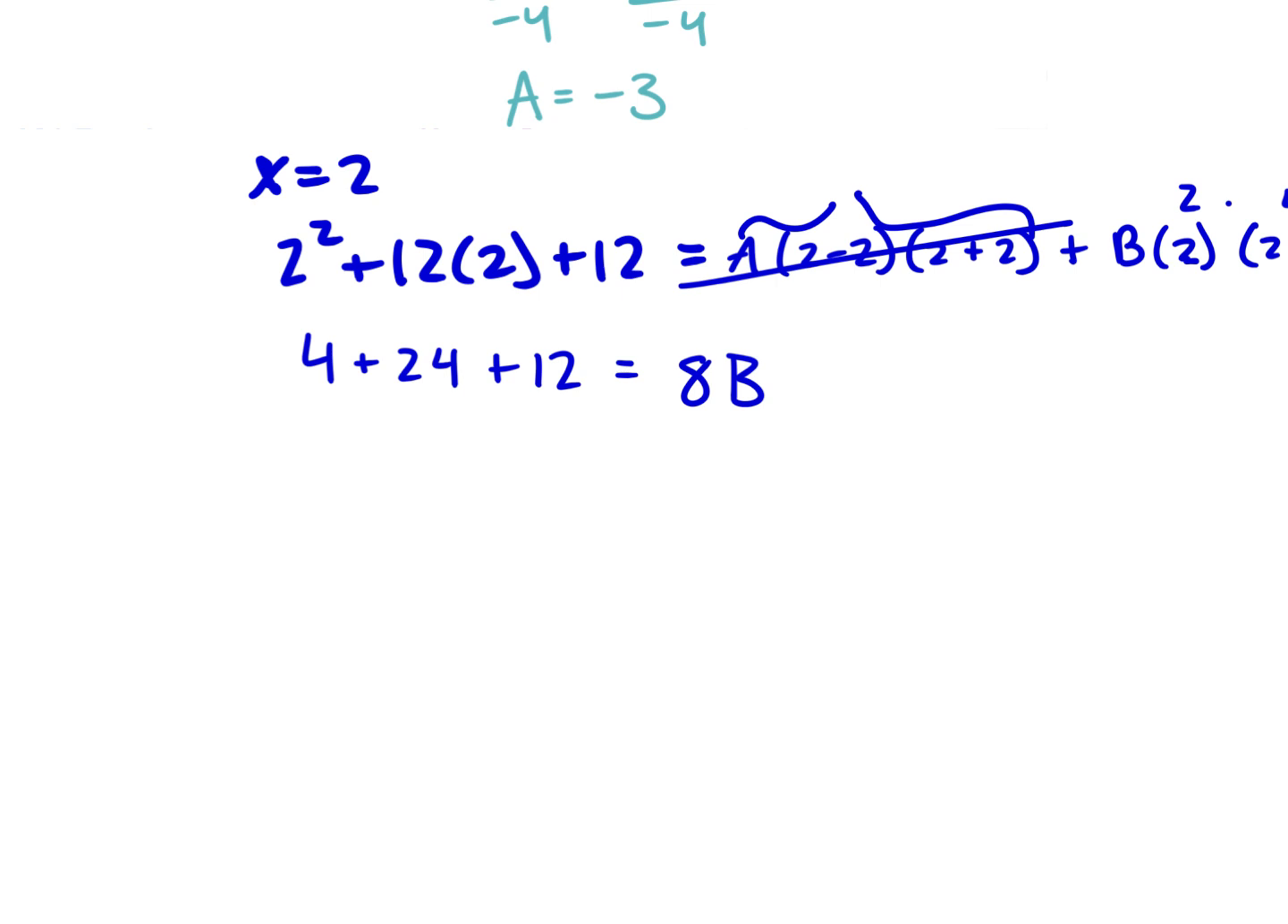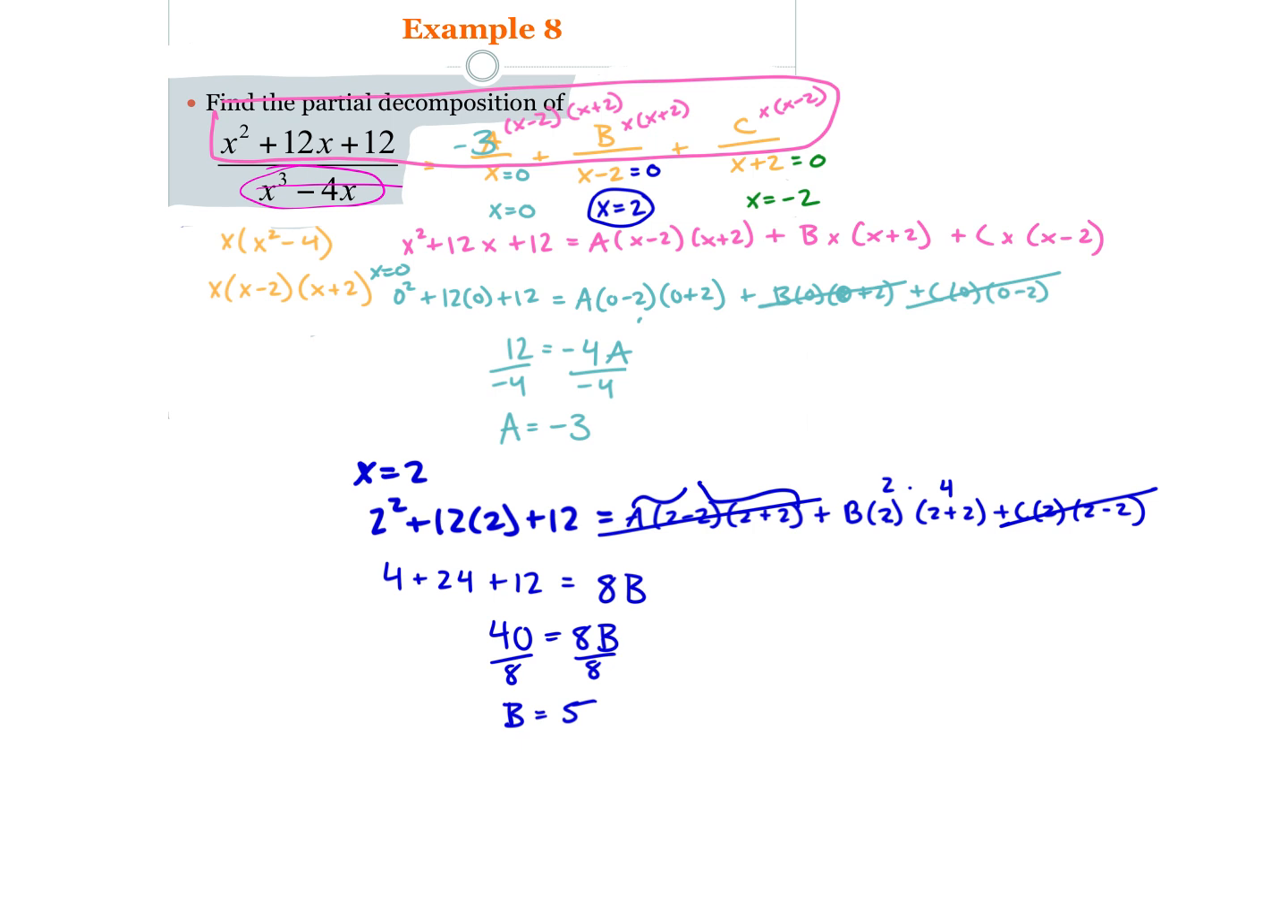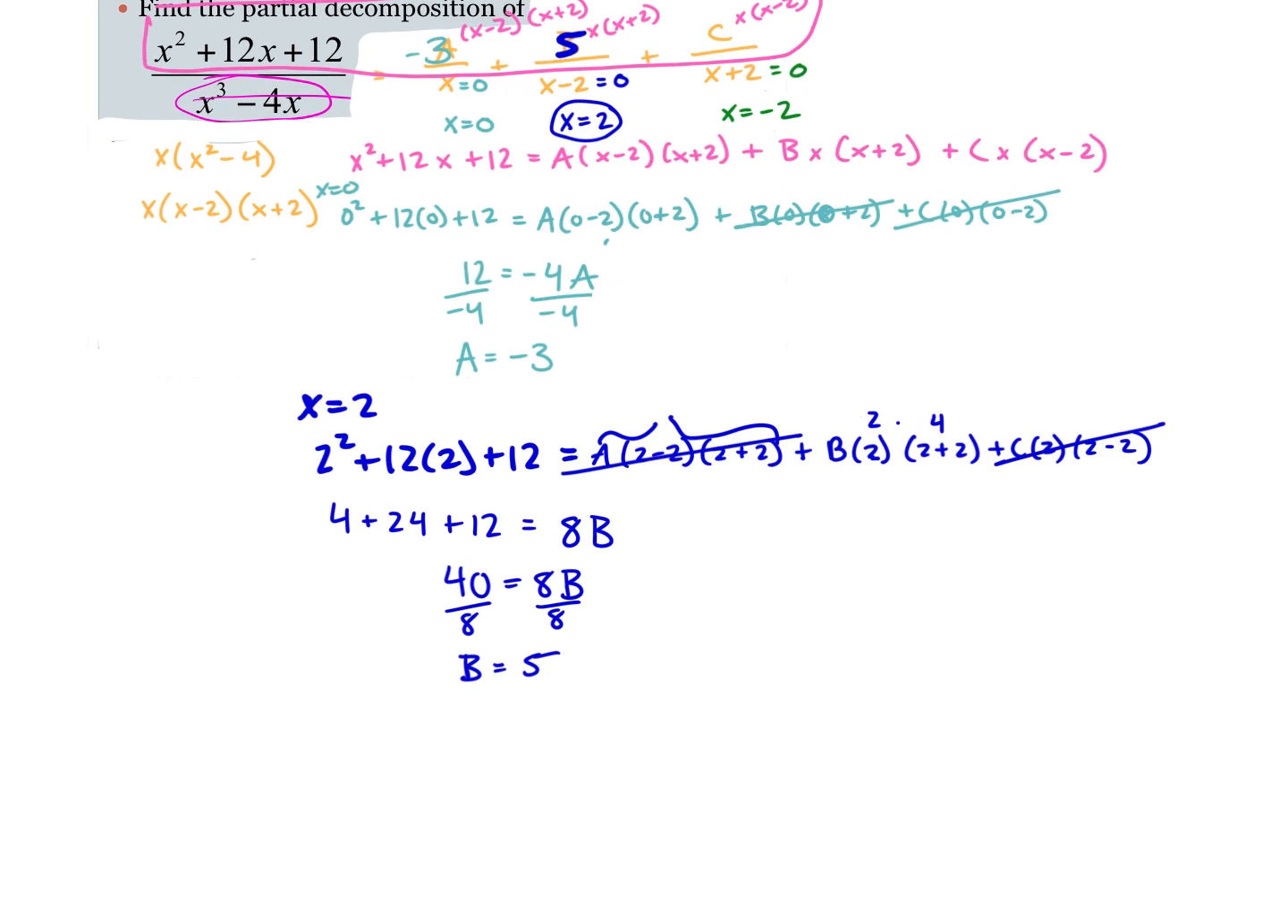So we have 4 plus 24 plus 12. 40 equals 8B. What would we do next? Divide by 8. So B equals 5. Perfect. We're going to plug 5 into our B, but we'll save that for the end. How would we find C? What do we do next? Plug in negative 2. Awesome. We still have negative 2 to plug in. So let's plug in negative 2.